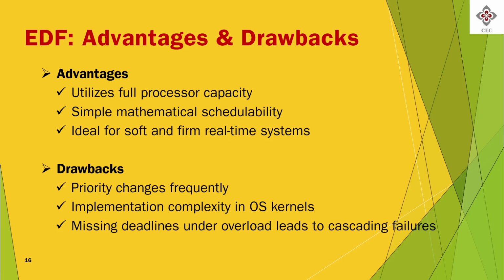Drawbacks: priority changes frequently, it changes the priority of the processes frequently, and it is highly complex to implement in OS kernels because of this issue. Missing deadlines under overload leads to cascading failures. So, if it misses the deadline for a particular process, then it will affect the forthcoming assignments also. That is the drawback of this EDF.